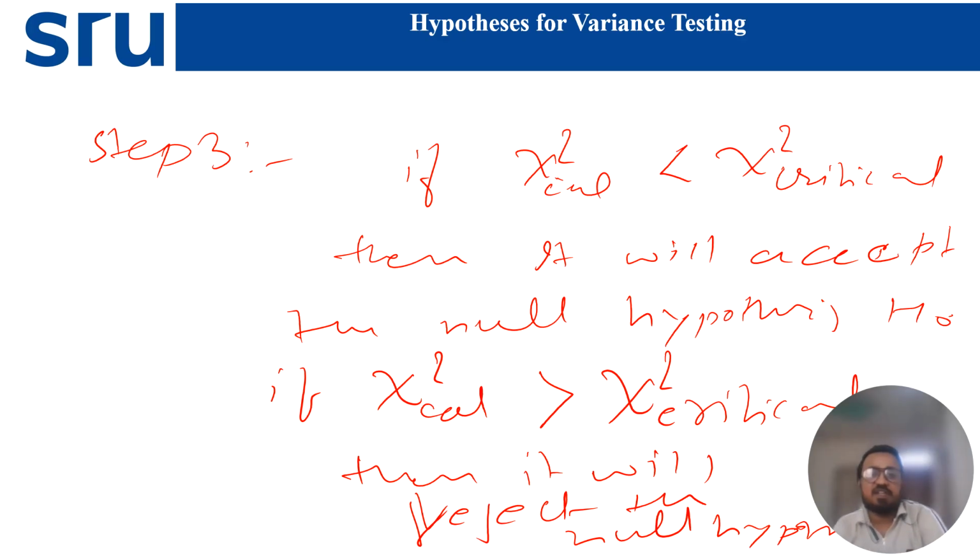So what have we done here? In step 1, we determine the null hypothesis and alternative hypothesis. In the second step, we find the calculated value of chi-square with the help of that formula. Then in step 3, we find the critical value, and if the calculated chi-square value is less than the critical value, we accept the null hypothesis H naught. If it is greater than the critical value, we reject the null hypothesis H naught. Okay, so this is the procedure for hypothesis testing, right?